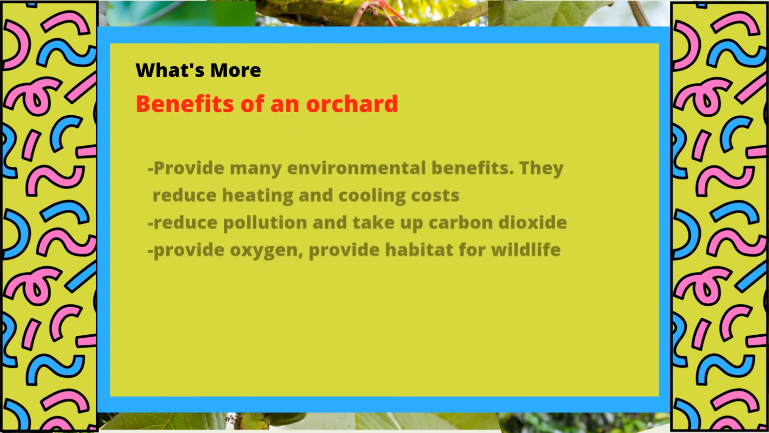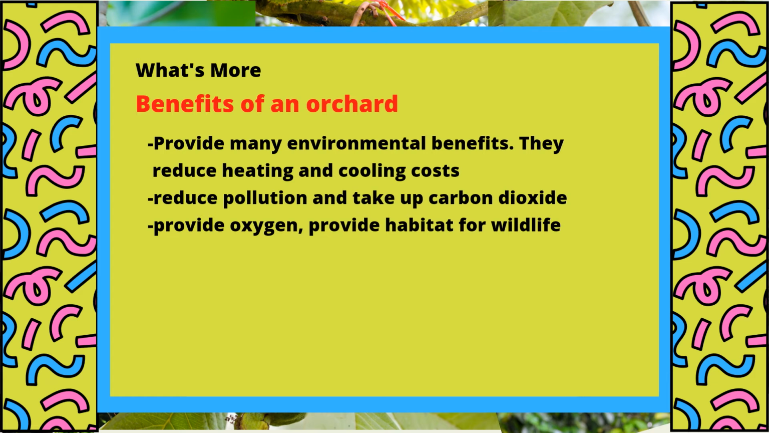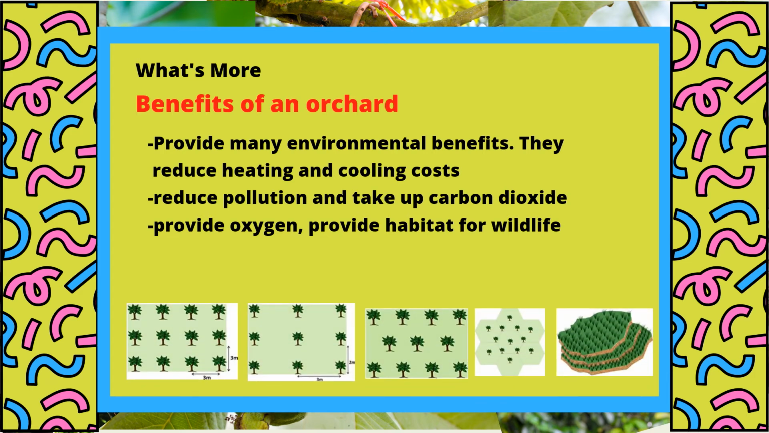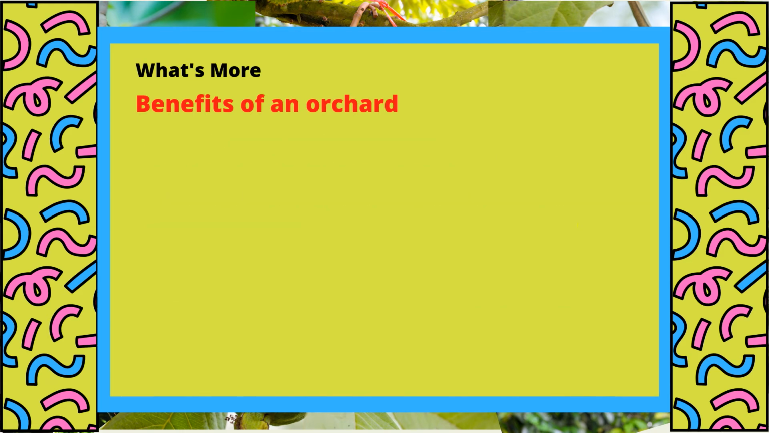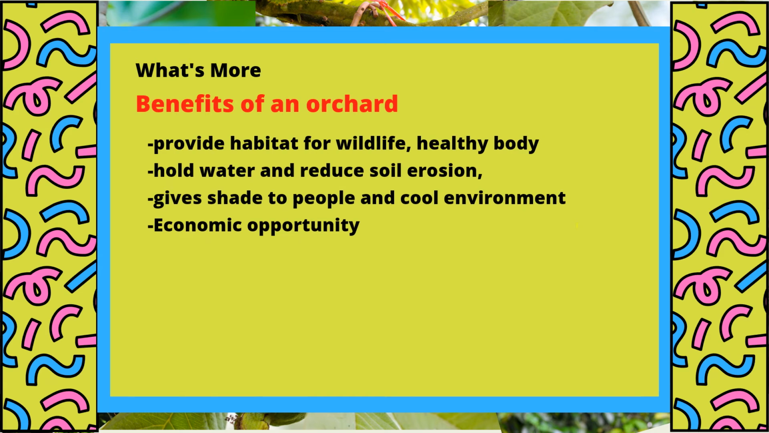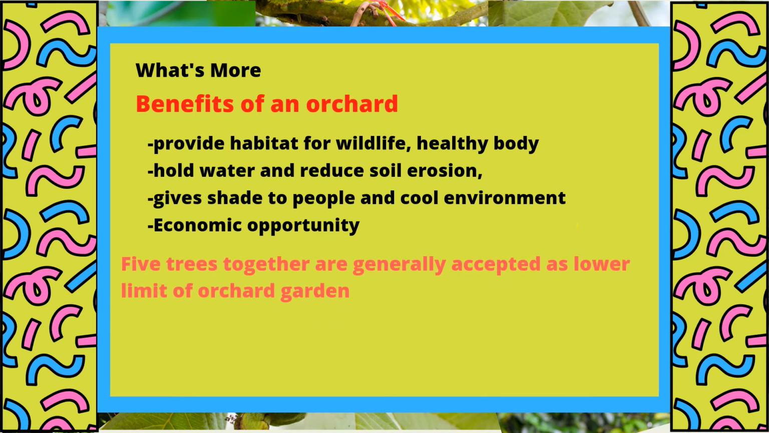What are the benefits of an orchard? It provides many environmental benefits. They reduce heating and cooling costs, reduce pollution and take up carbon dioxide, provide oxygen, provide habitat for wildlife, and it holds water and reduces soil erosion, gives shade to people and a cool environment, economic opportunity.